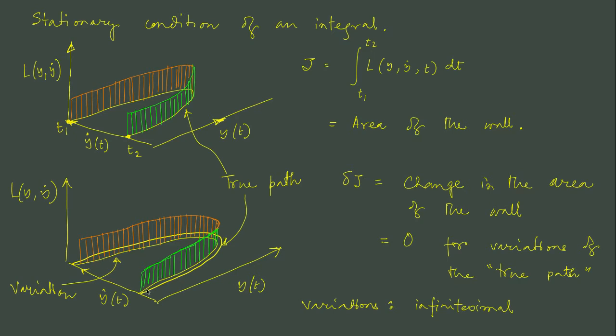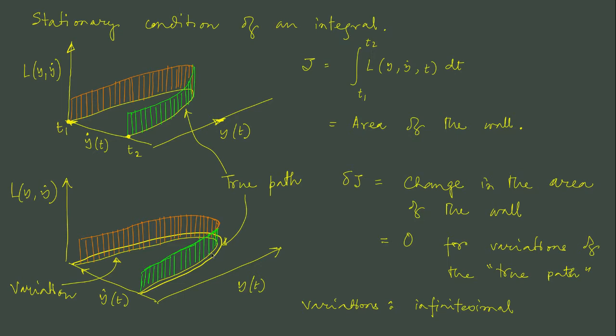And what about the variations? What happens when we make a variation in the path? Well, look at the figure below. Here we have a tiny change. Now the wall is built on a path which is very close to the actual path, but not exactly the same, slightly different, infinitesimal, let's say. So for such infinitesimal variation, you calculate L again, make the wall and calculate the area of the wall. Then it says that if you are infinitesimally close to the true path, then the change in the area of the wall should be 0.